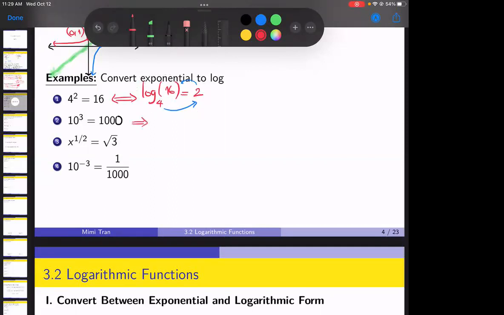Someone tell me what you got for number 2. Log base 10 of 1,000. Very good. Equal 3. Just makes sense. 10 cubed equals 1,000. Third one. Log base x of 3. Yeah, 1/2 is your exponent, so it's going to be on the right-hand side.